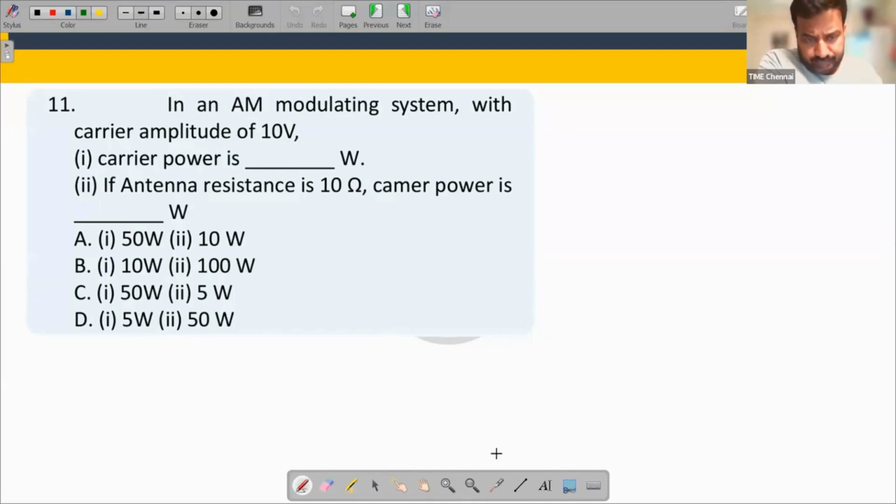What is the answer? Yeah, we'll just check on that.